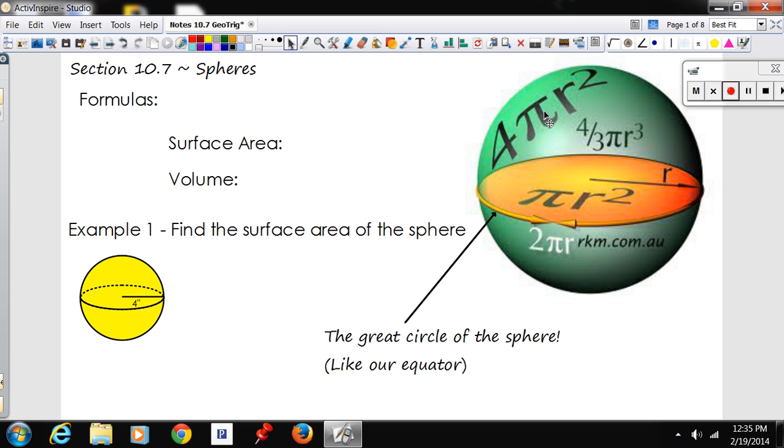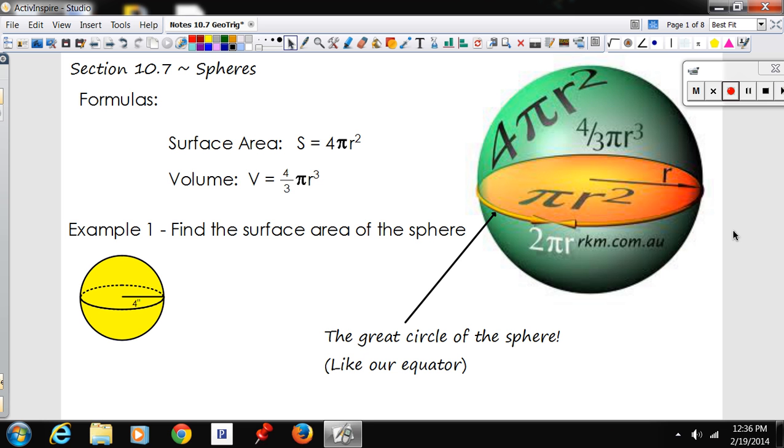Now, there are 2 formulas left. One of them is surface area. One of them is volume. You've got a 4 pi r squared. You've got a 4/3 pi r cubed. Which one do you think is surface area? Okay, the top one is correct, because surface area is always measured in square units. So your 4 pi r squared is going to be your surface area. Your volume then is going to be your 4/3 pi r cubed.